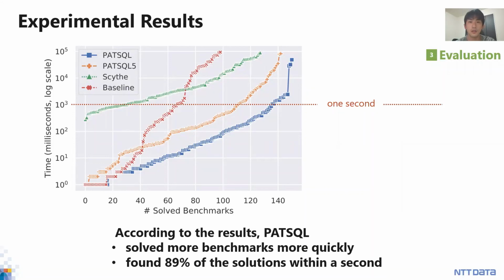Finally, I'll show experimental results briefly. This graph shows the execution time taken to solve benchmarks. According to the results, PATSQL solved more benchmarks more quickly and found 89% of the solutions within a second. Other experiments also shows the efficiency of PATSQL. Please refer to our paper for the details.